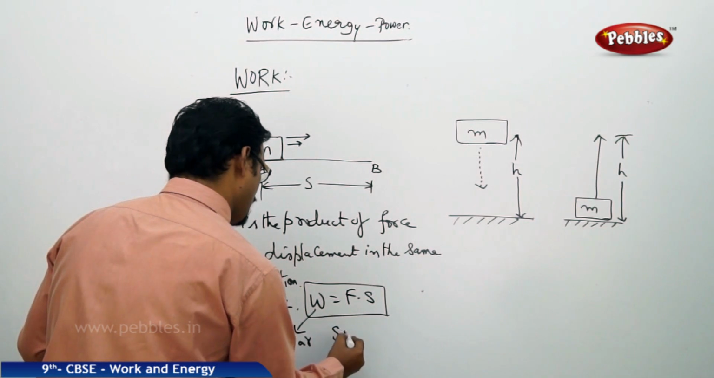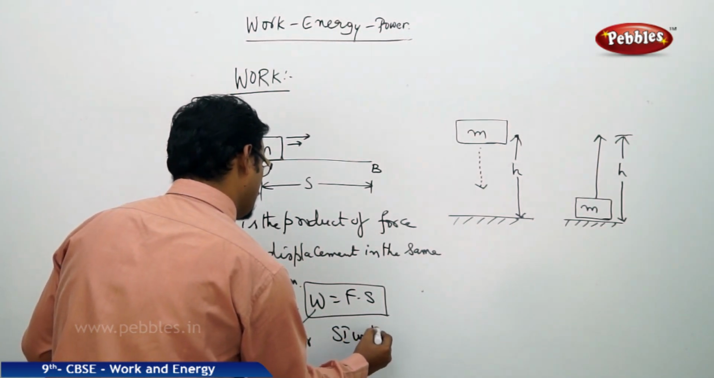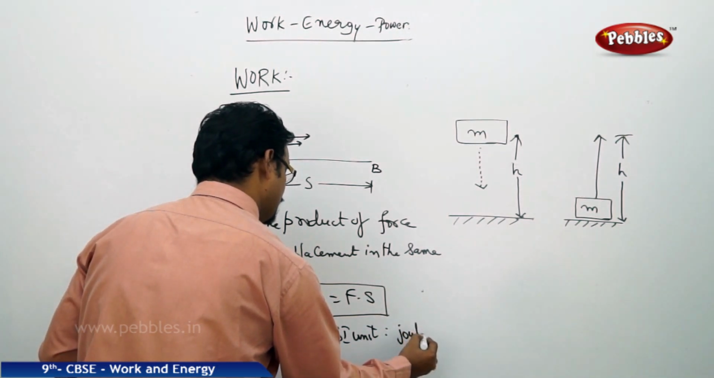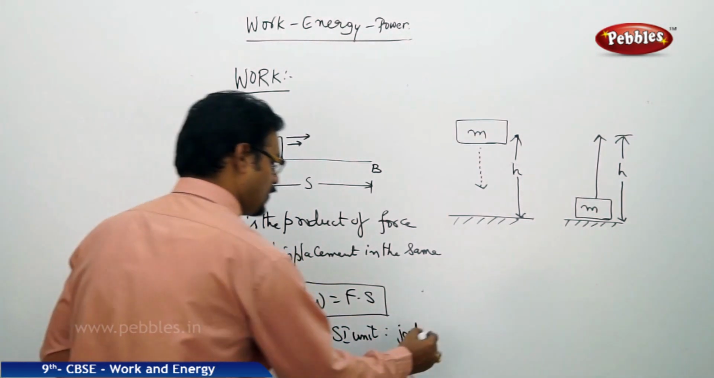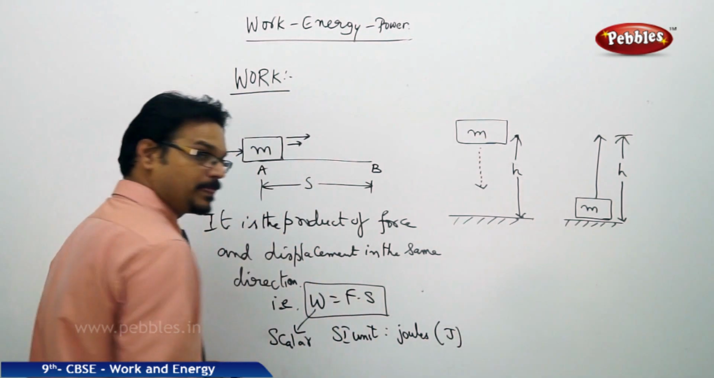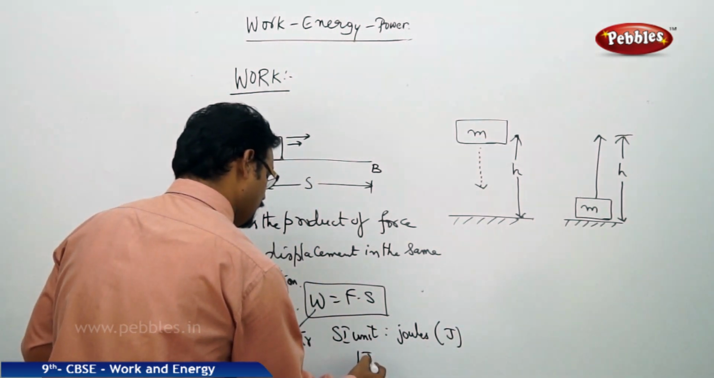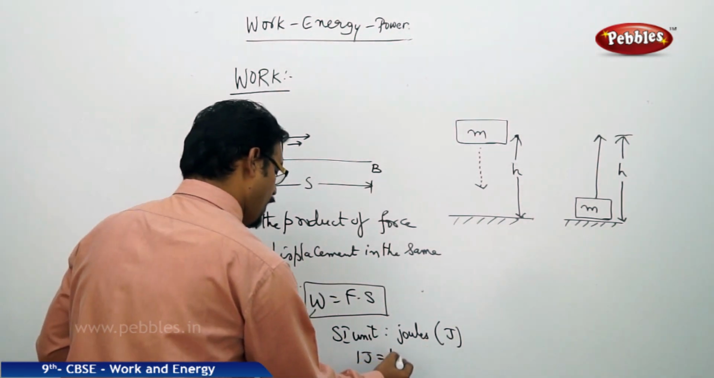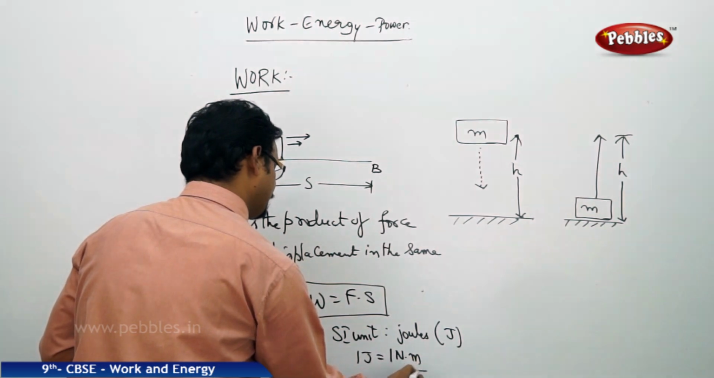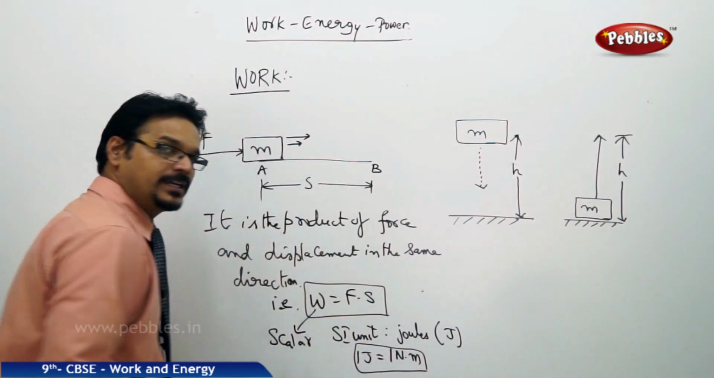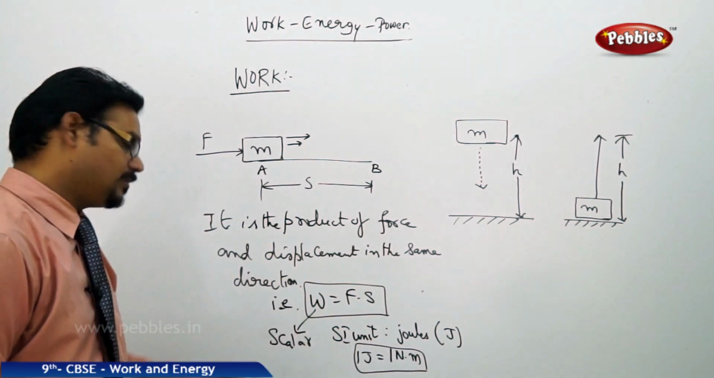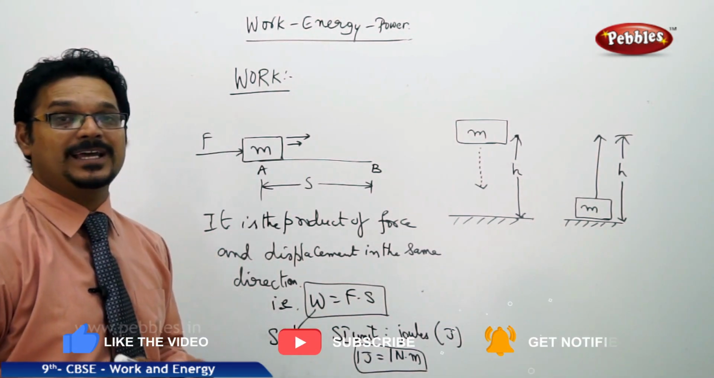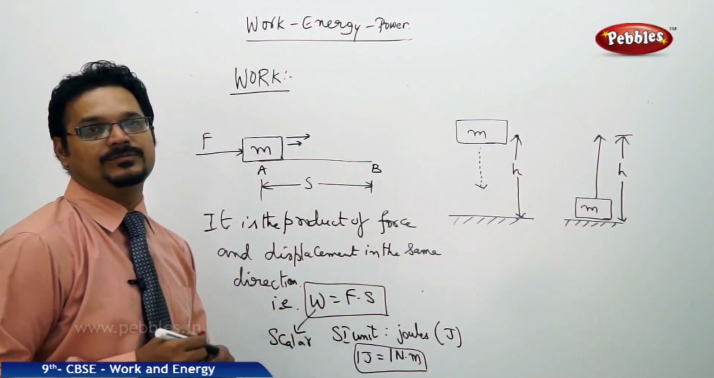Now, if you ask me, the SI unit of work is joules. Joules, or you can write capital J. But 1 joule equals F into S, so 1 Newton into meter. So the work unit can be joule, or also you can say Newton meter. But if you ask me the SI unit specifically, it is joule.